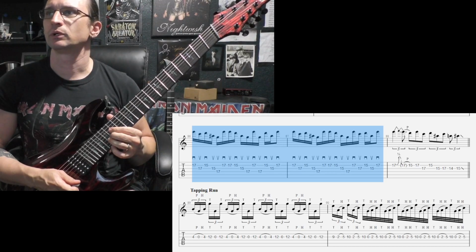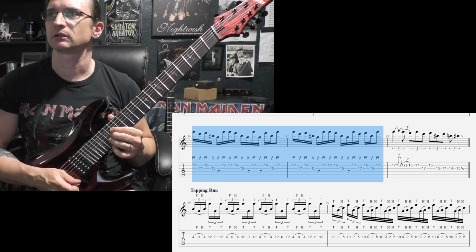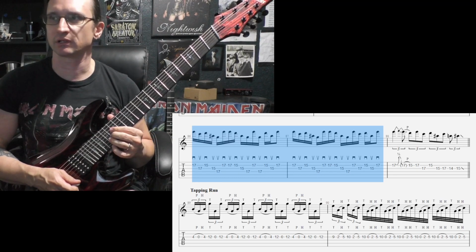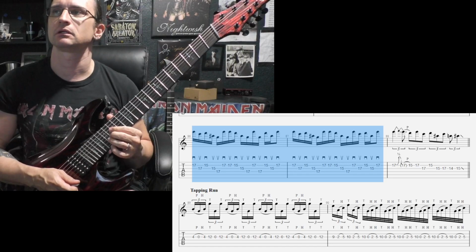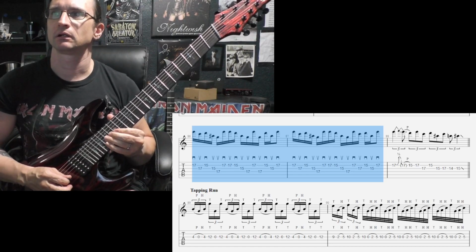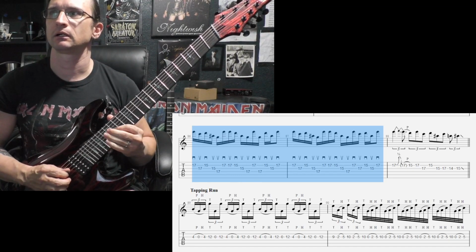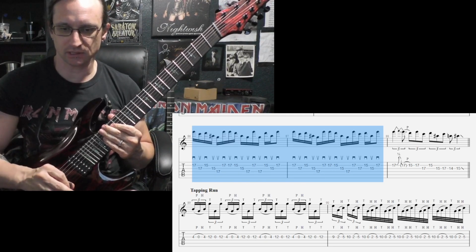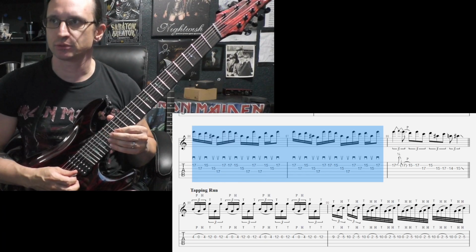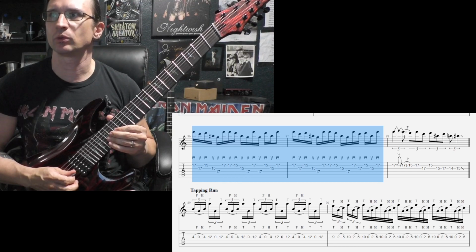I think it feels weird because some of the downstrokes are happening where an upstroke would normally be. Yeah, all right, anyway, start again. 1, 2, 3, 4.